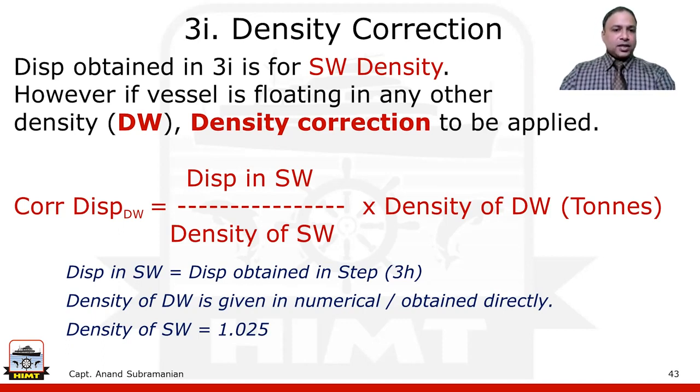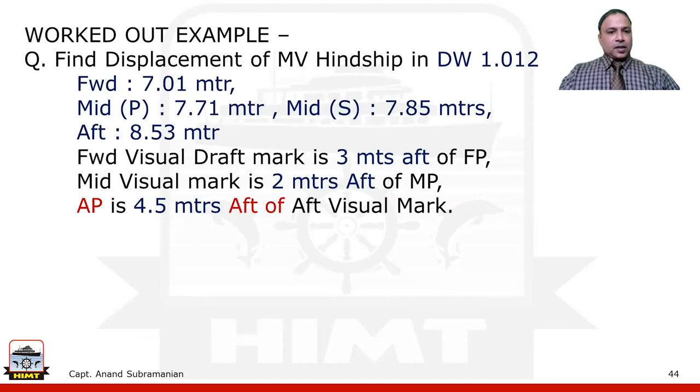So again, the corrected displacement in the dock water is the displacement in salt water multiplied by the density of the water where you want to go to, in this case dock water density, divided by the density of the water you're leaving behind, that is salt water. The density of salt water, as we know, is always 1.025. So you can use that figure directly and get the answers out. So this is the final corrected displacement of the vessel in case the density is different from salt water. Now that is the final displacement we need.